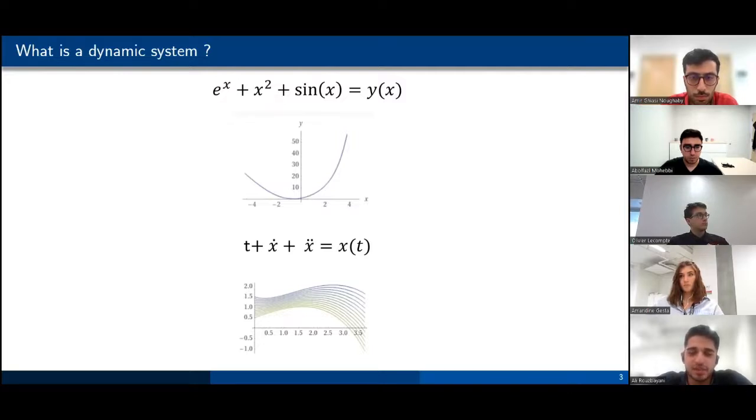But dynamical systems are more complicated because they involve time derivatives. We can see in the bottom equation that we have second and first derivatives, time derivatives of our input. This means that at each moment in time, our output not only depends on the current value of the input, but also on the past value. So in some ways, the system has a memory. The system manipulates its previous inputs, previous moments to output the value. So this is why finding the description of such systems is more complicated.